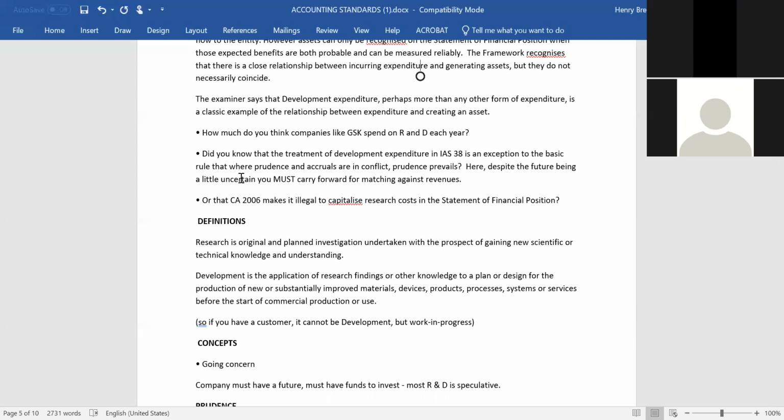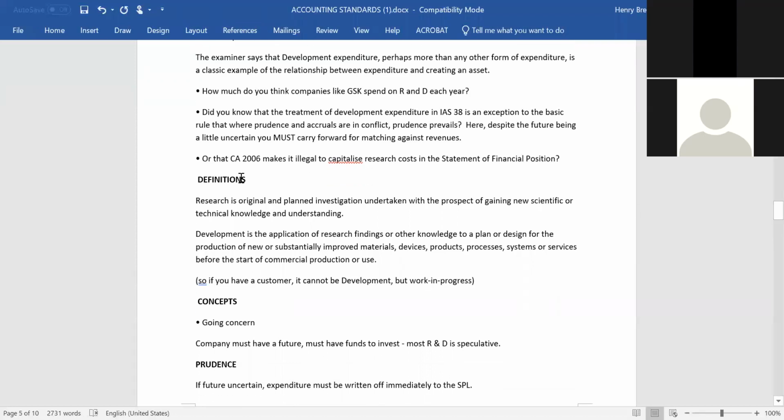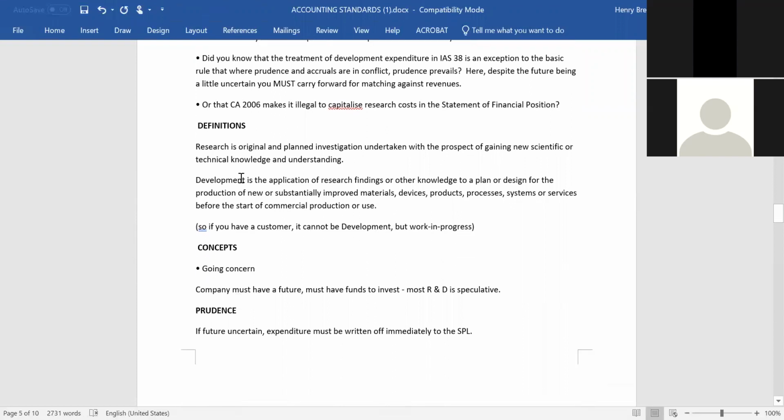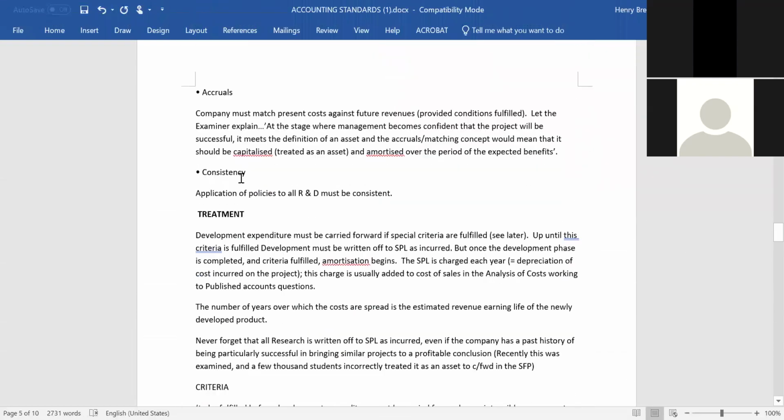Research cost. Research is original and planned investigation undertaken with the prospect of gaining new scientific or technical knowledge and understanding. We tend to incur research costs if we are coming out with, maybe, a technological asset. In that case, we come out with the research, and the research creates cost. Are we supposed to capitalize the research cost? We are saying that we treat it as an expense. There can also be development expenditure, which we are going to capitalize. Treatment.